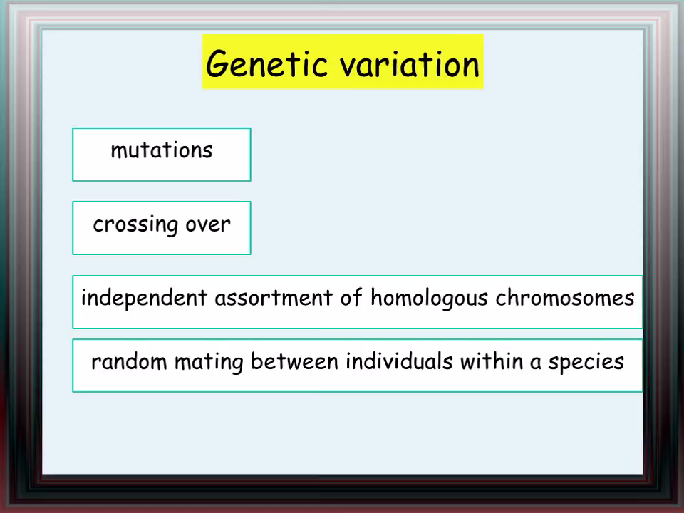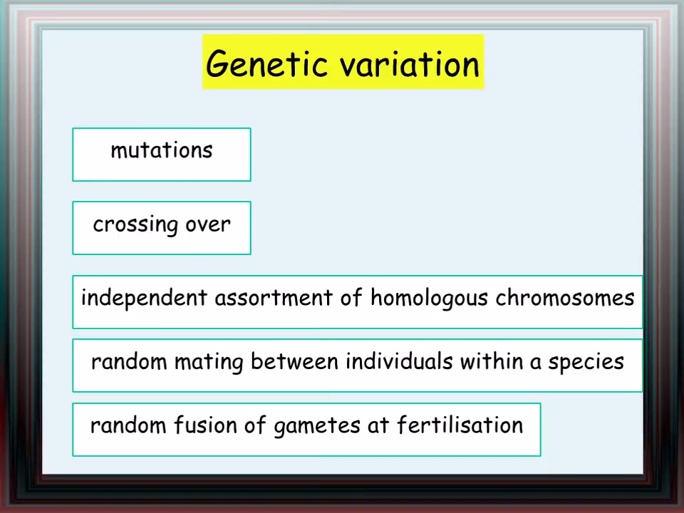And then random mating between individuals within a species. So which pair of organisms of a species that mate, and hence which two genotypes combine, is largely a matter of chance, although most humans do choose their partner. And then random fusion of gametes at fertilization. So when mating takes place, which gametes fuse with which at fertilization is random.